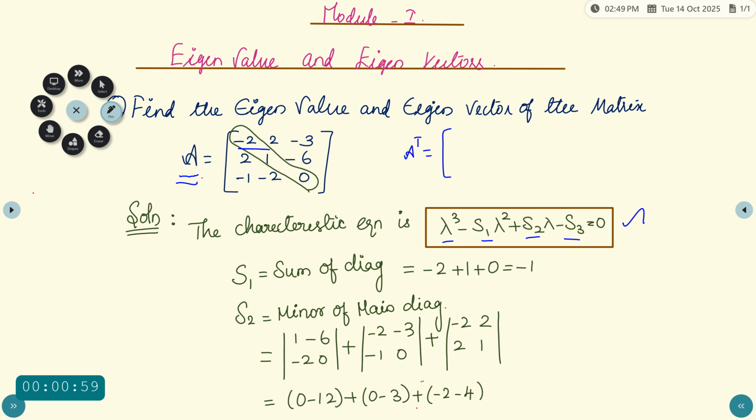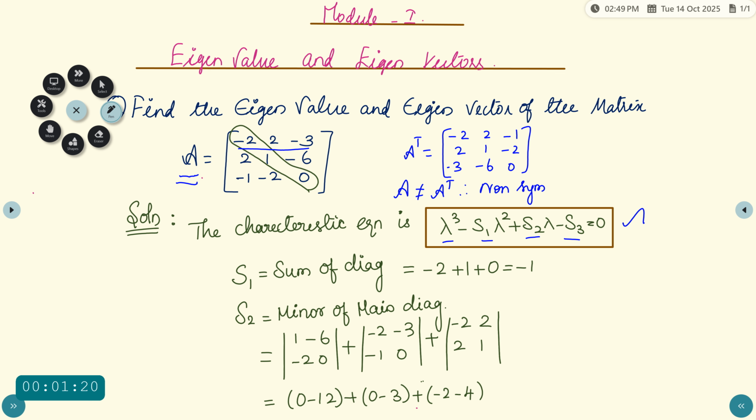Rows become columns: [-2, 2, -1; 2, 1, -2; -3, -6, 0]. Are both equal? No. A is not equal to A transpose. Therefore, the given matrix is a non-symmetric matrix.